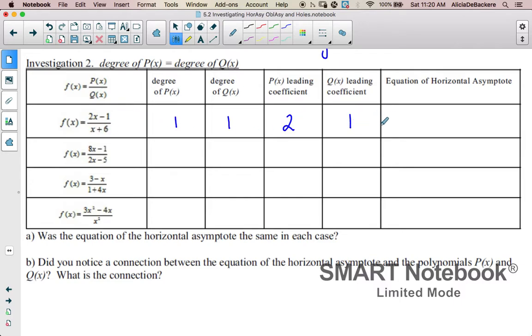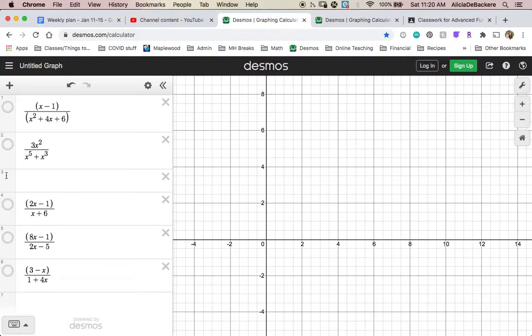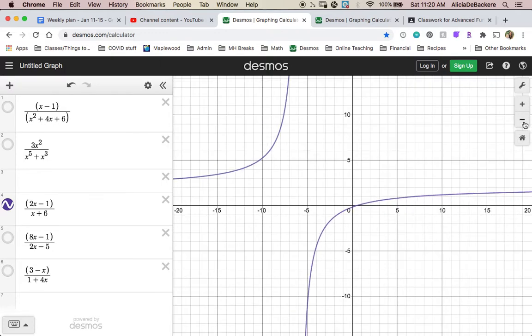And then we're going to go over to Desmos and take a look at, well, what does this look like? Where's the horizontal asymptote? Here's the graph we're looking at now. When you start at home on Desmos, this is what you're looking at. You can see there's a piece of the graph I'm not seeing, so I'm just going to zoom out here.